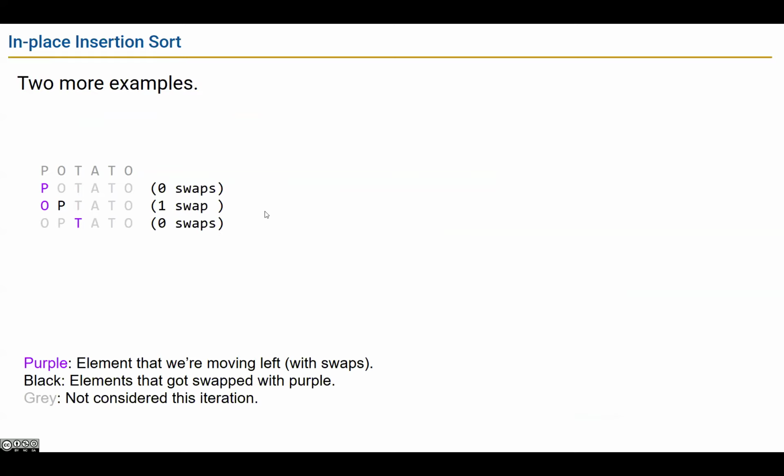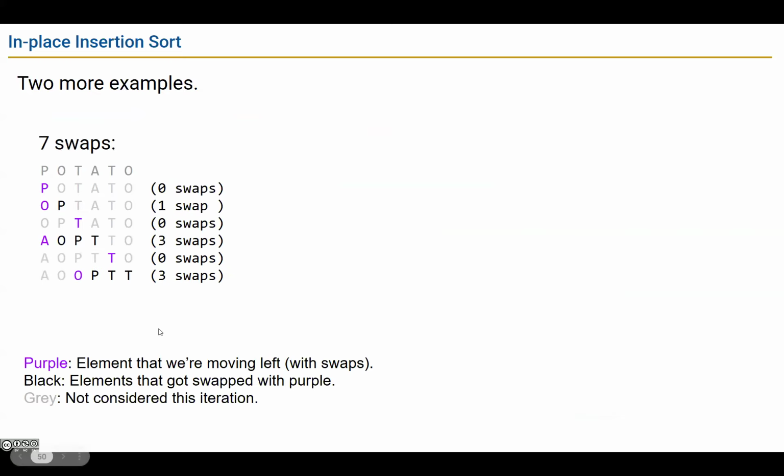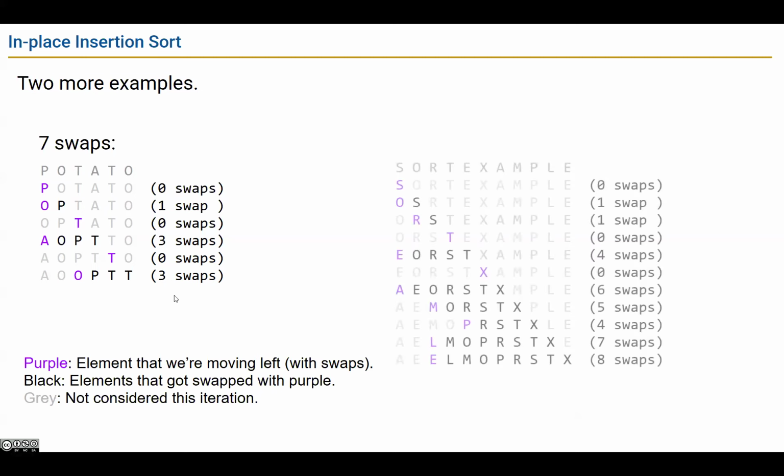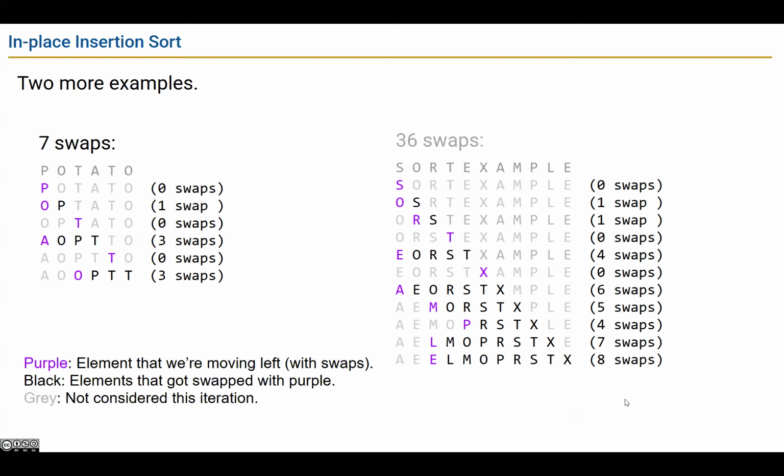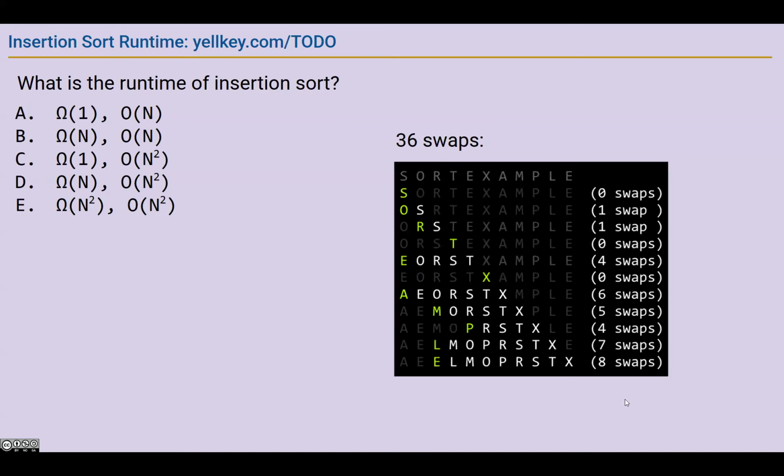Here's kind of an example of how potato might work. If you're trying to swap the letters in potato, you might have all of these. You'll have a total of 7 swaps here. And you can kind of see that these items that are really far away from where they end up needing to go end up moving a long distance and cause a lot of swaps. Here's another example. If you have sort example, you end up getting this triangle of swaps, which is kind of a lot of them. In general, what do you think the runtime is going to be?